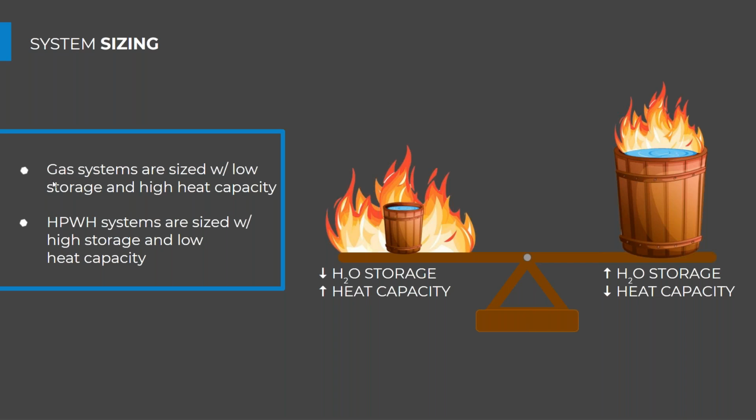So to get the most economical system installation, or a low first cost system, what I typically advise people is to look at larger storage volumes with less heat capacity than you have with your gas water heating system, which is typically sized for high heat capacity, or a lot of flame, and a lower storage volume, or smaller barrel of water, seen on the screen there.